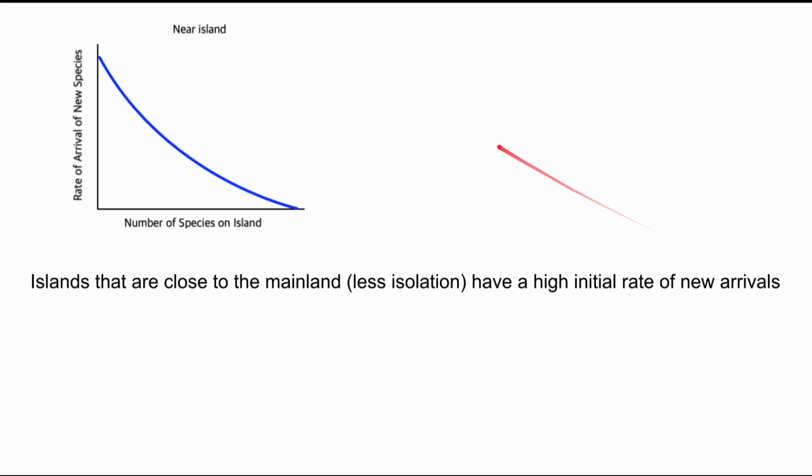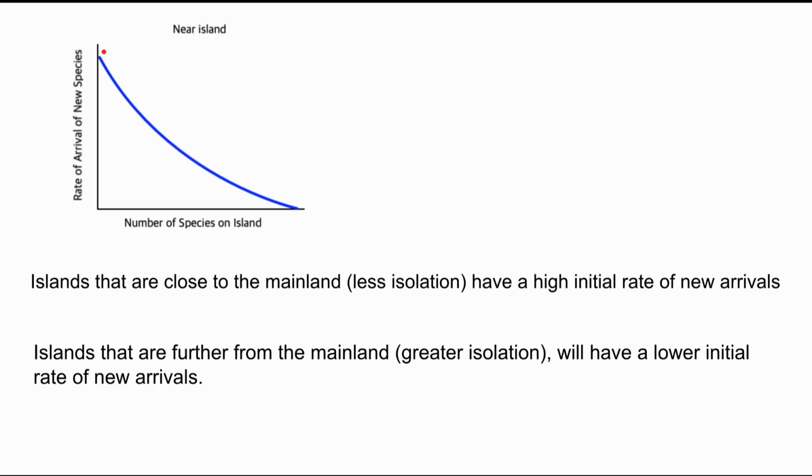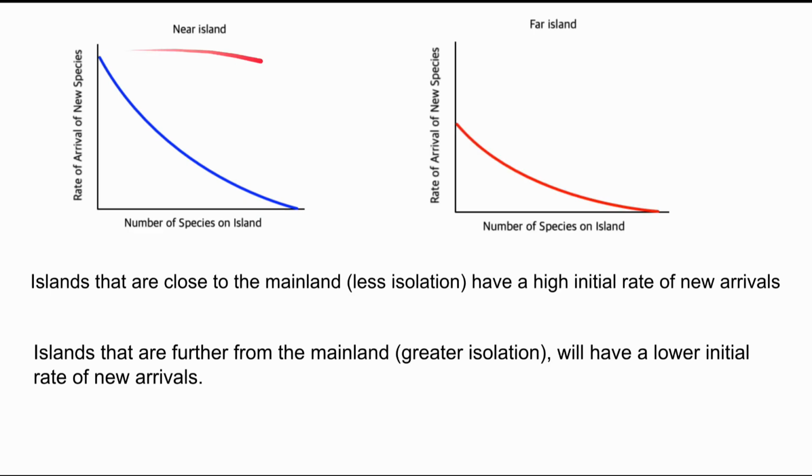And so we're going to get a graph like this, where we have this initially very high rate of arrival, because it's not that hard to raft to that island. All right? But what's going to happen is the island is further away. That initial rate is going to be much lower. We're always going to go to 0, because eventually all the organisms that can make it there will make it there, and you can't have any more new species arriving from the mainland. But notice the difference here: when I'm close, I have a high initial rate of arrival, and here I have a much lower initial rate of arrival. That tells me that this island is far from the mainland.